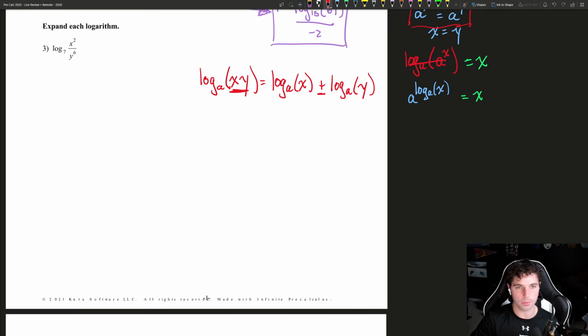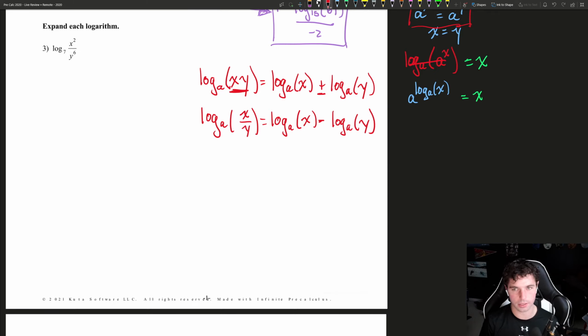Okay, the other property is the quotient property, which says that if you have a fraction or a ratio of 2 things, we can rewrite this as the difference of the logs of those 2 things. Okay, we went over in class kind of why this works. It has to do with properties of exponents, but this is the rule that we need to know.